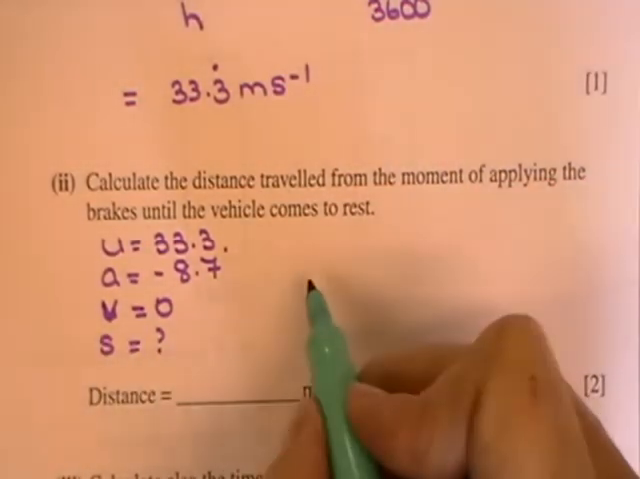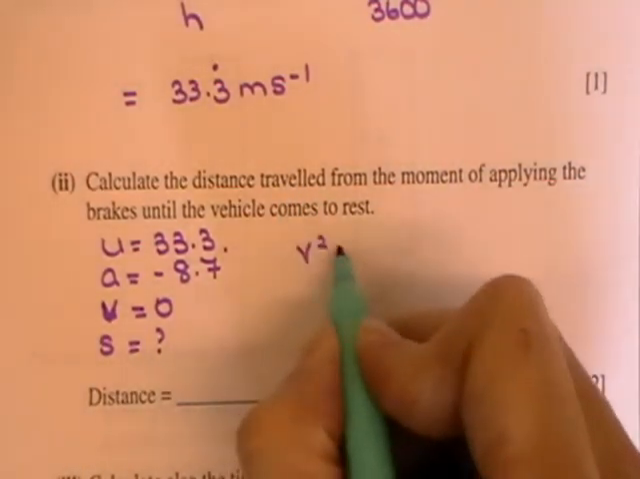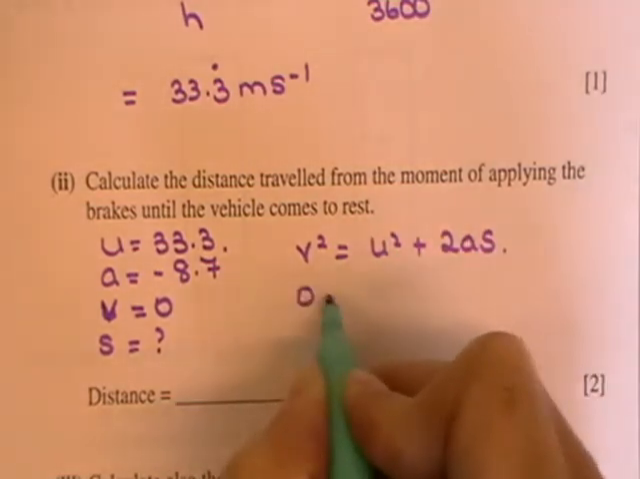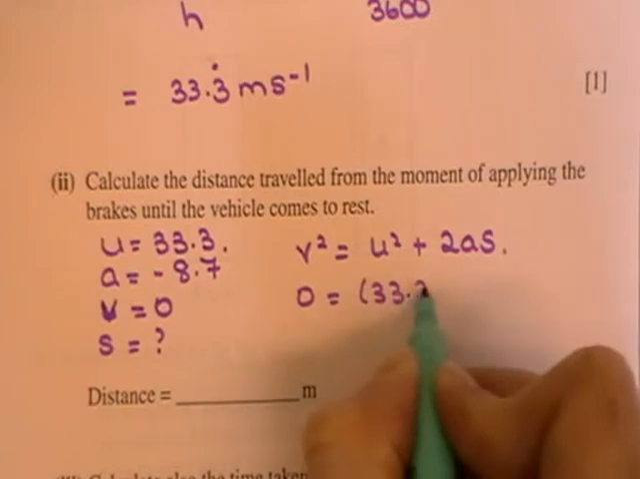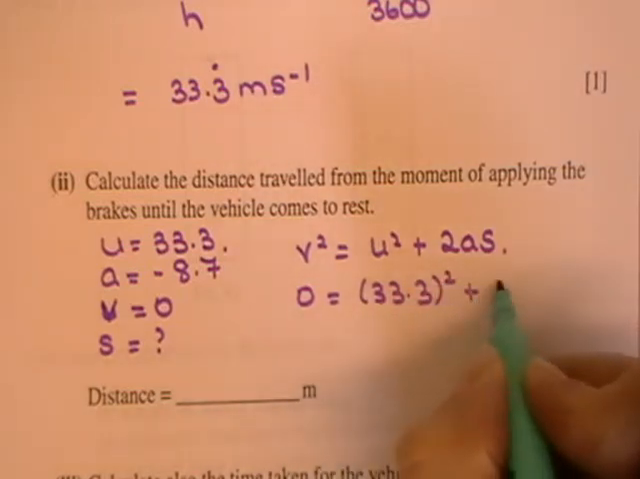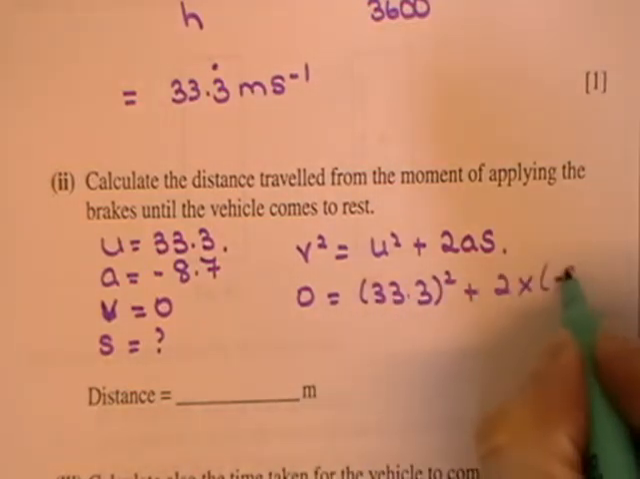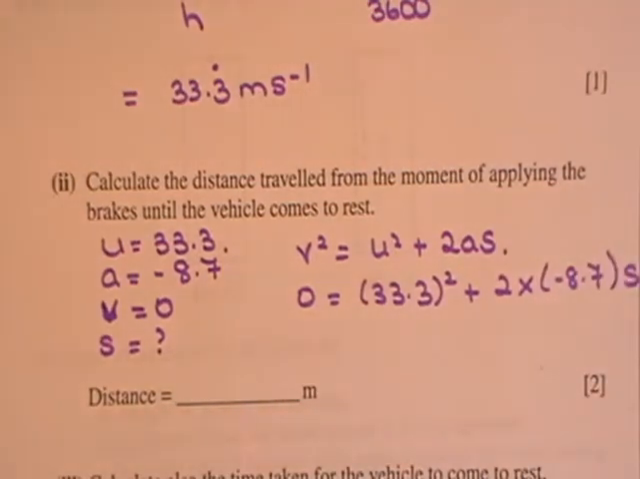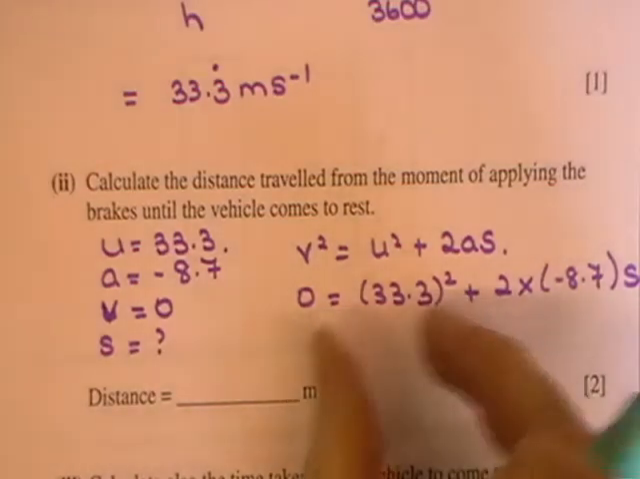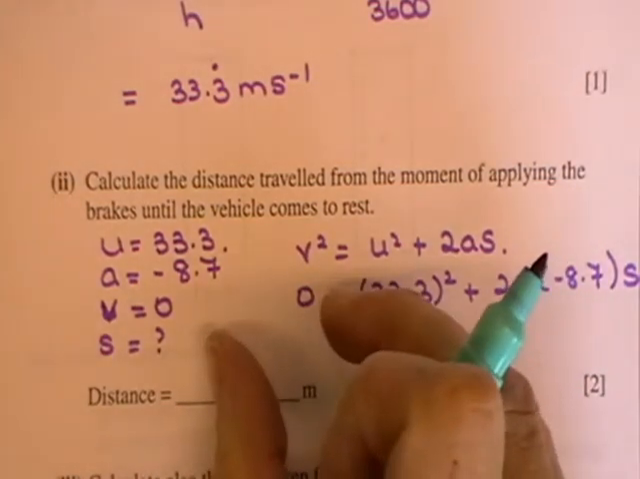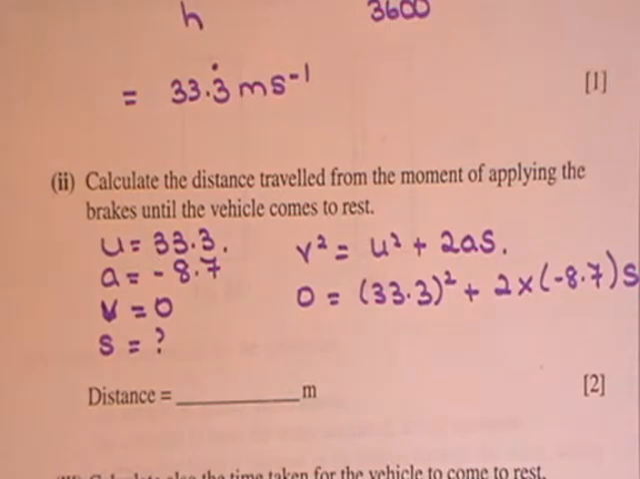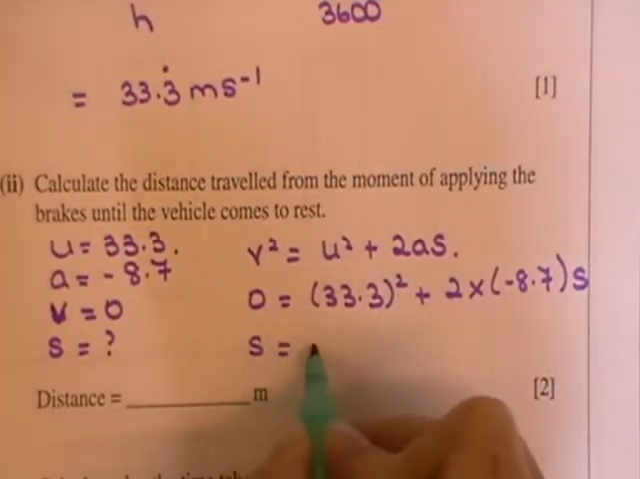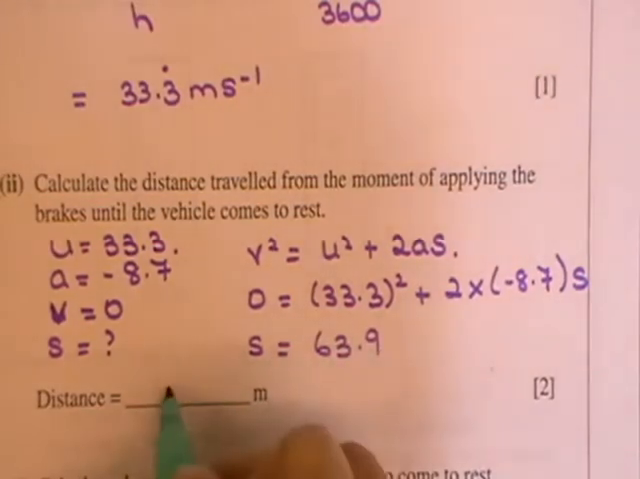So, of course, the equation which uses those 3 things is v squared equals u squared plus 2as. So this is 0 equals 33.3 squared plus 2 times minus 8.7 times s, which we need to know. When you bring this part across, it becomes a negative, and then you divide by 2 times minus 8.7. And the answer comes out to be 63.9 metres.